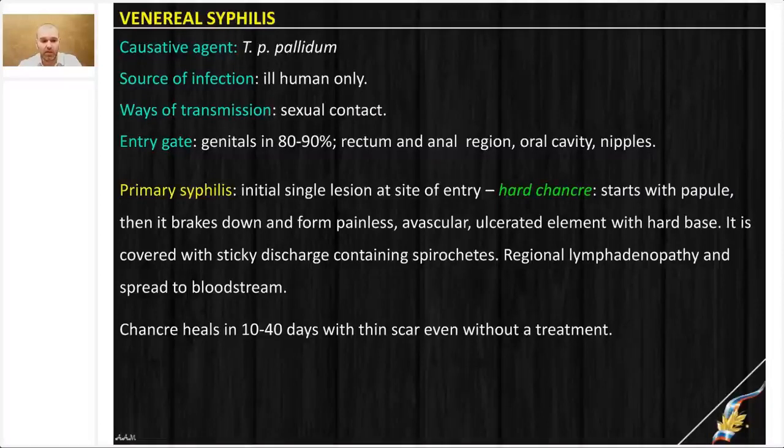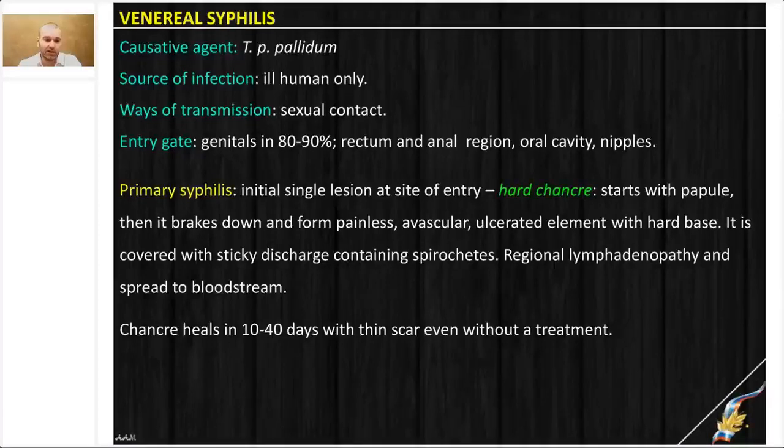In the main number of cases, up to 90% of cases, the entry gate for bacteria is the genital organs or genital area. In the rest of the cases, we have less traditional ways such as the rectum, anal area, anal region, oral cavity, and even nipples. So actually, any part which can be involved in sexual intercourse can act as an entry gate for bacteria. And actually, Treponema, due to its unique type of motility, do not require some damage on the mucous membranes.